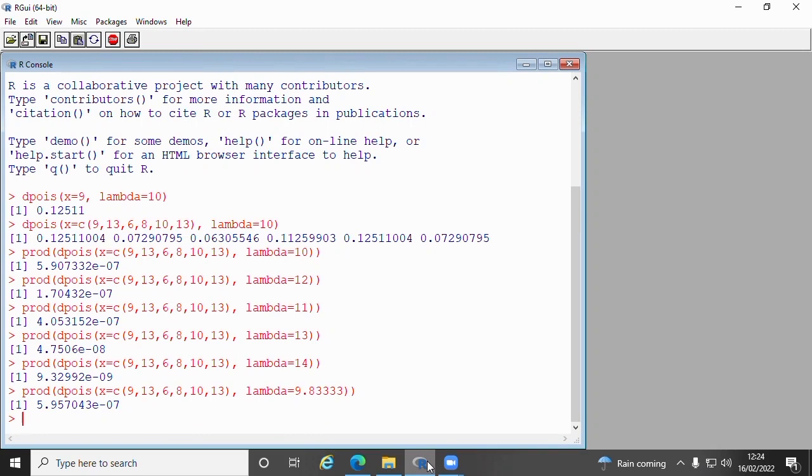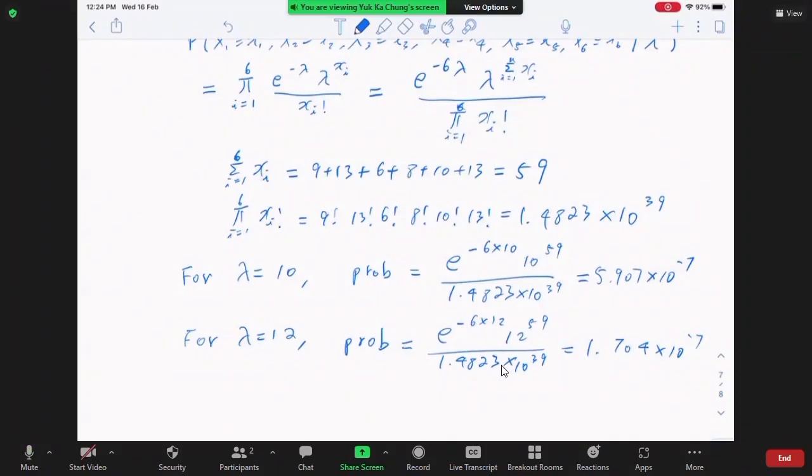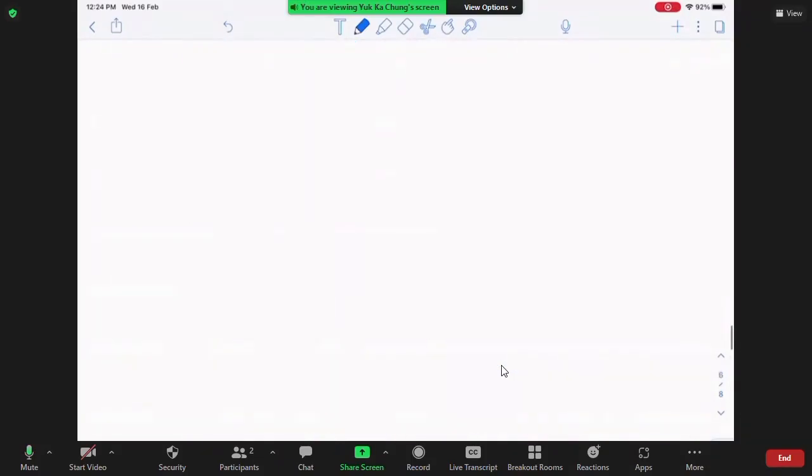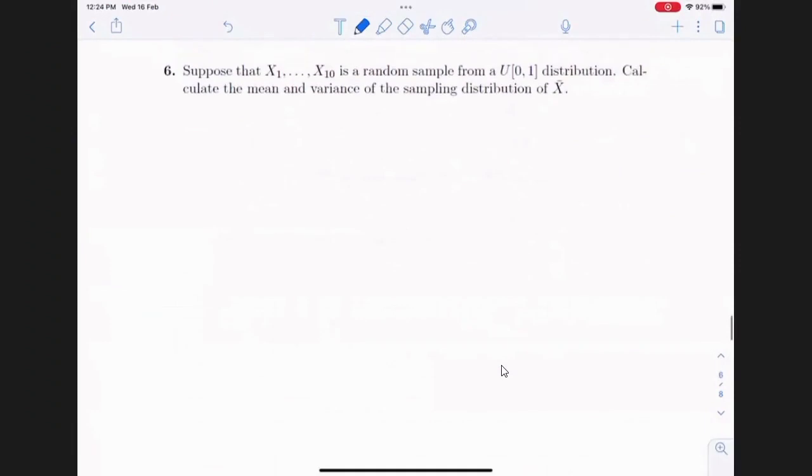Is there any question about this question? Okay. Now let's consider the next question, question number 6. Just spend a little time to work on question number 6.